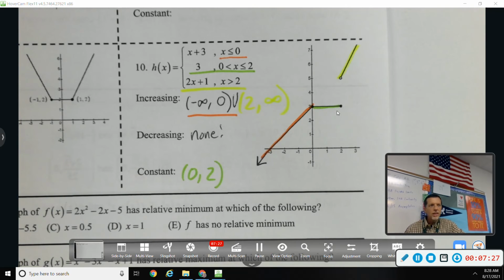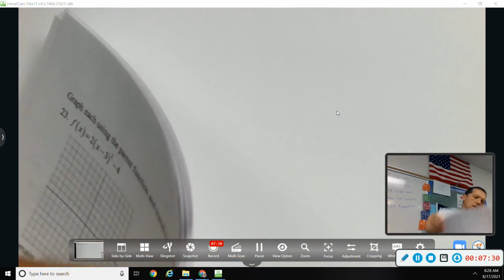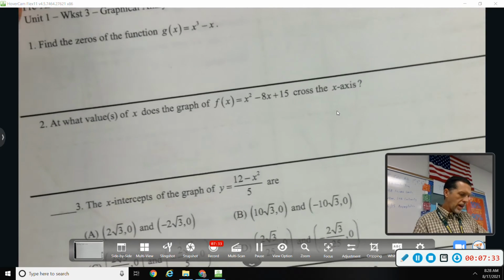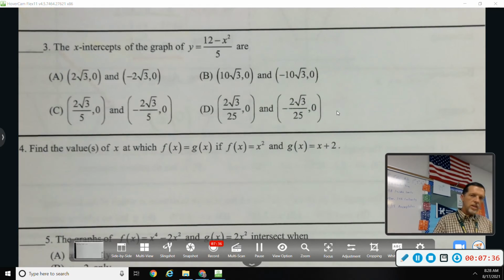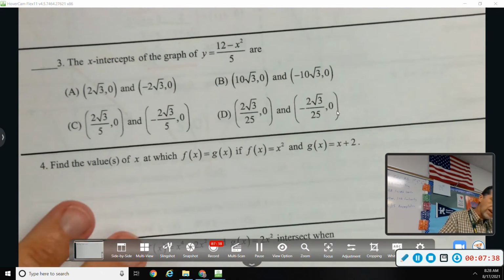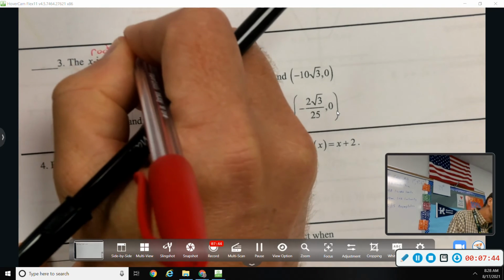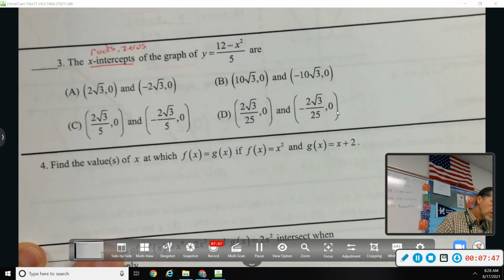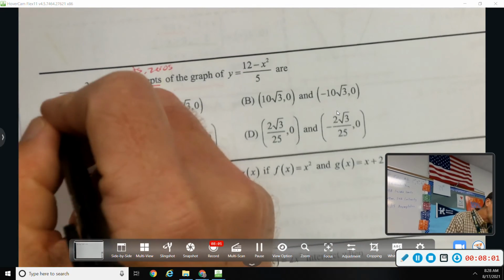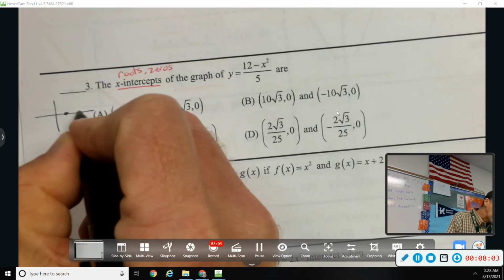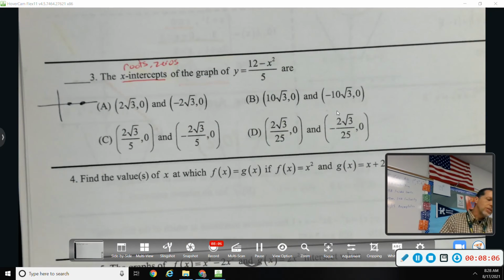Ty? Number 3. The x-intercepts. Let's see, that's the same thing as roots and zeros. So 1, 2, and 3 are kind of the same question. We tried to just use different words. Find the zeros. Where does it cross the x-axis? Find the x-intercepts. That all means the same thing. And it all means x-intercepts would be, I don't know what they are, but they would be where the y is equal to 0.